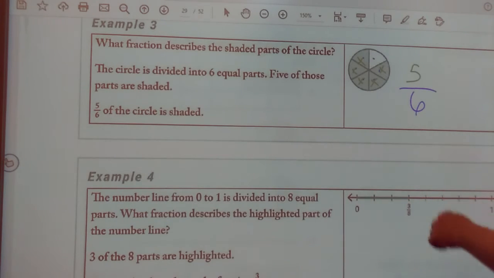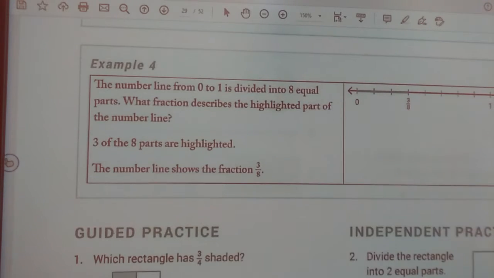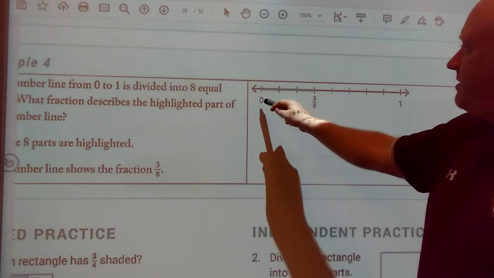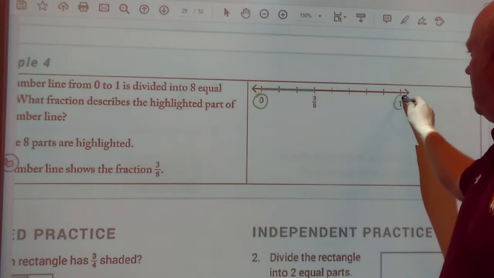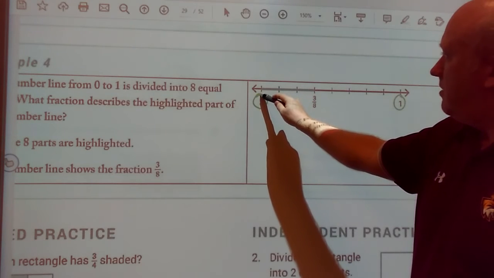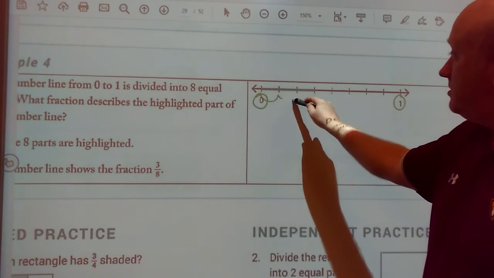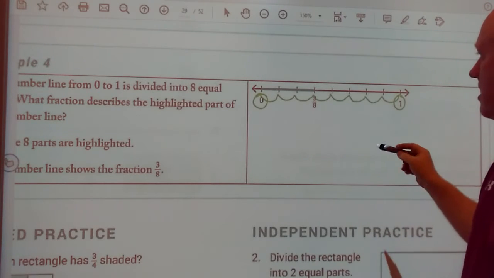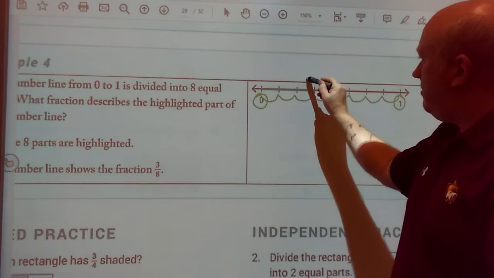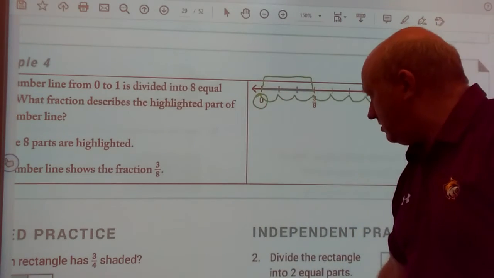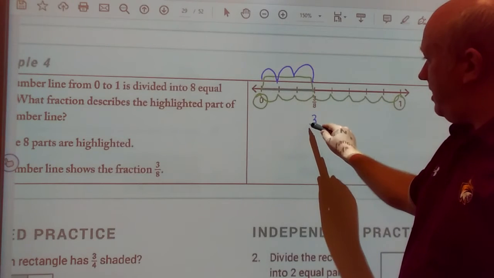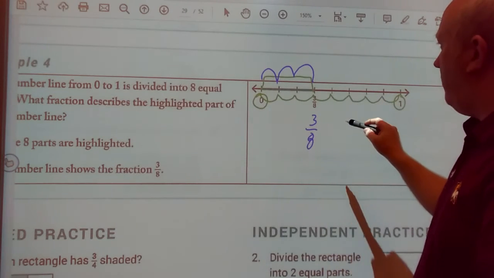Okay, now what about a number line? Okay, number line, as you can see here, from 0 to 1, there are 8 spaces. 1, 2, 3, 4, 5, 6, 7, 8. So, from here to here, we count 1, 2, 3. That's 3 over 8.